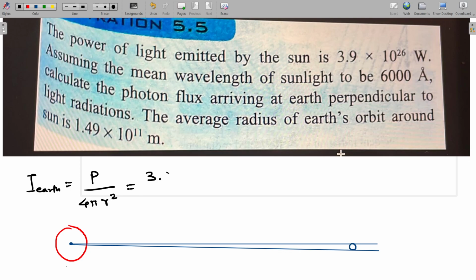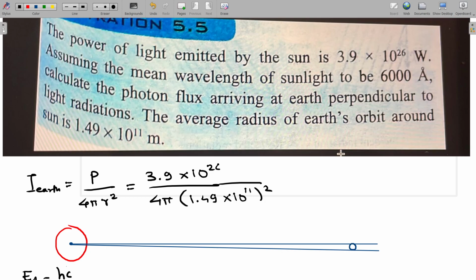So this is 3.9 into 10 raised to 26 upon 4 pi times 1.49 into 10 raised to 11 whole square. Now this is the total energy falling per unit time. Now we know the energy of one photon. Energy of one photon is hc by lambda. So we just need to calculate how many photons are there in this particular quantity of energy.